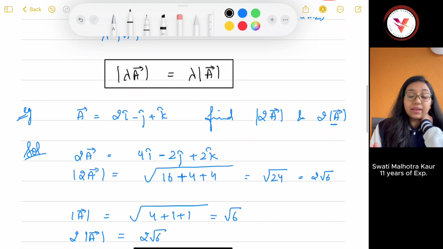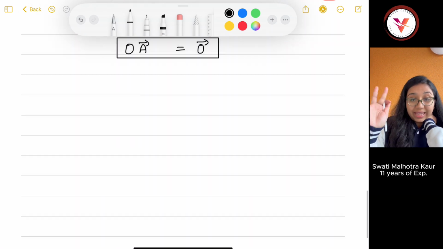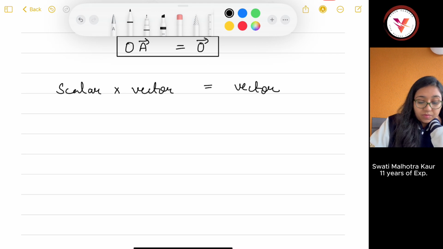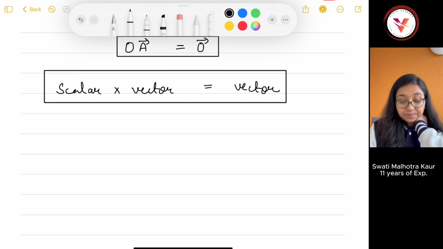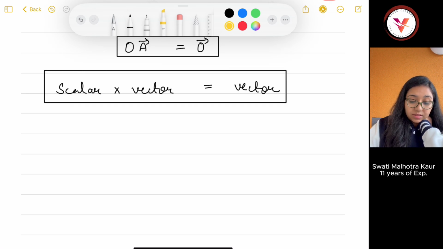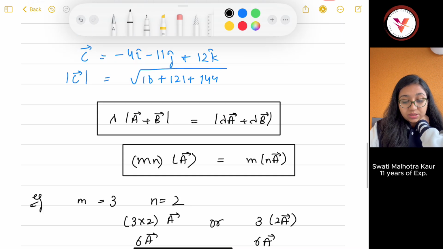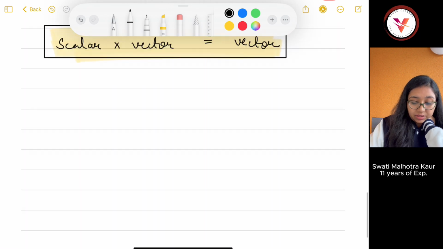If you multiply a scalar with a vector, again, an important thing is, you'll get a vector. Okay. Always. So that is something you can remember. Now, scalar with a vector we have done. Now, second is vector with a vector.